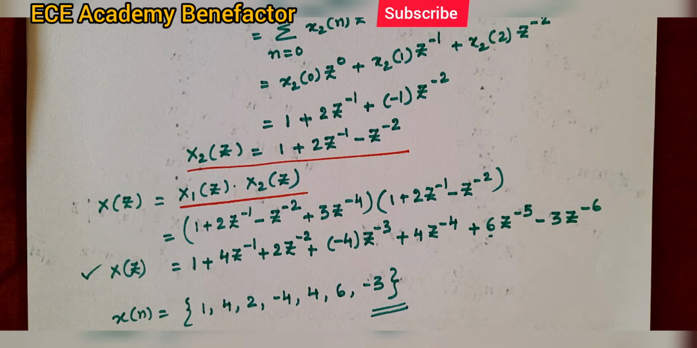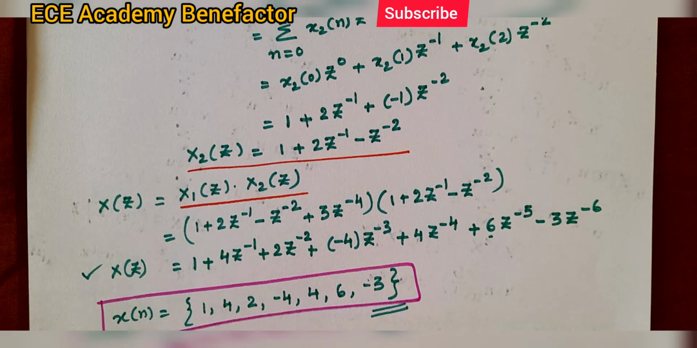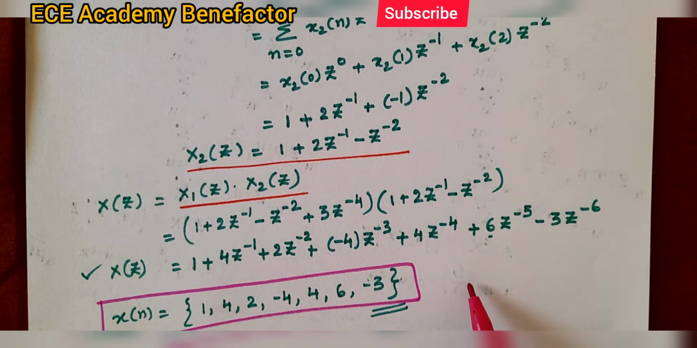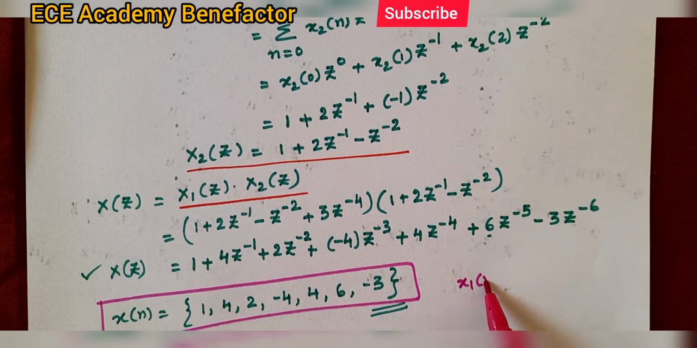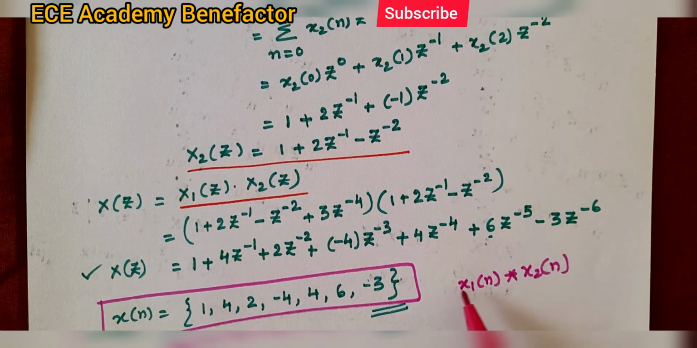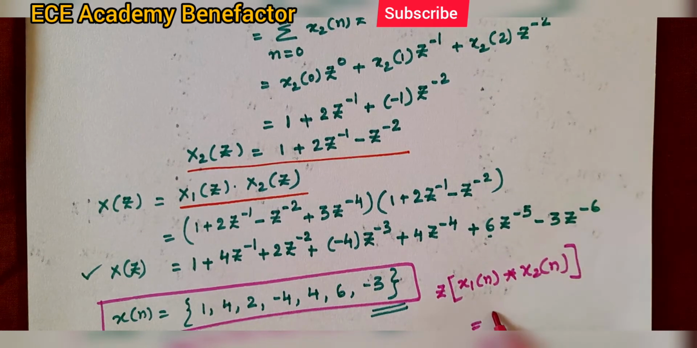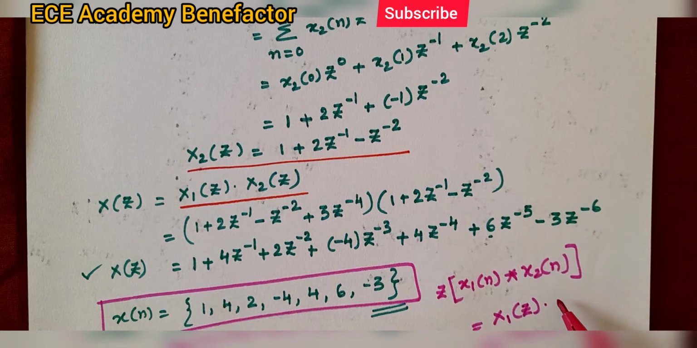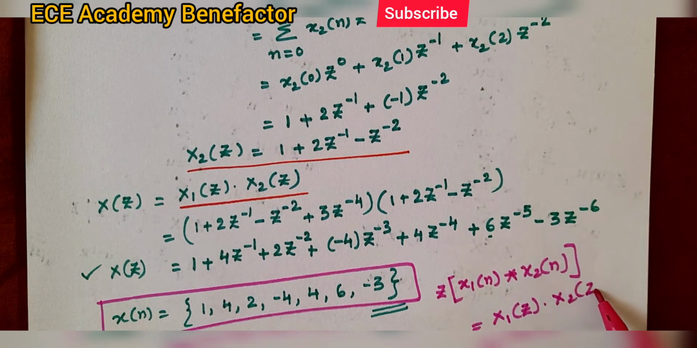Okay. So in this way we can find the convolution of two sequences using the Z transform with the help of the convolution property. What is the convolution property? x1 of n star x2 of n, on applying the Z transform to it, gives multiplication of the transforms, x1 of z dot x2 of z.